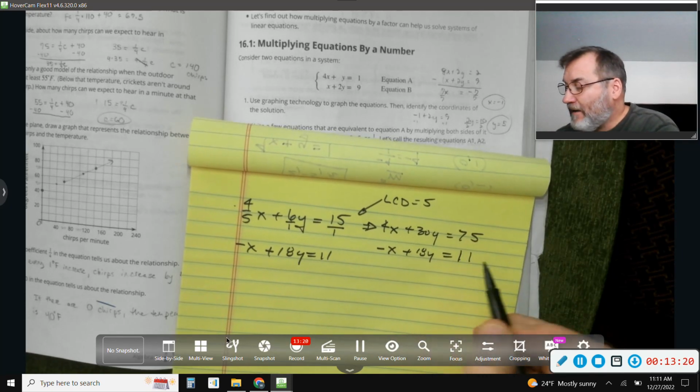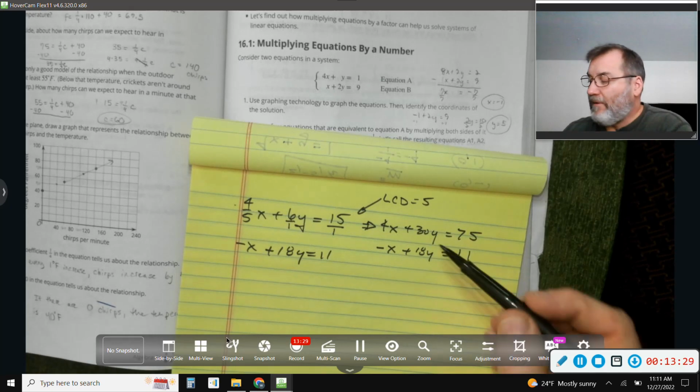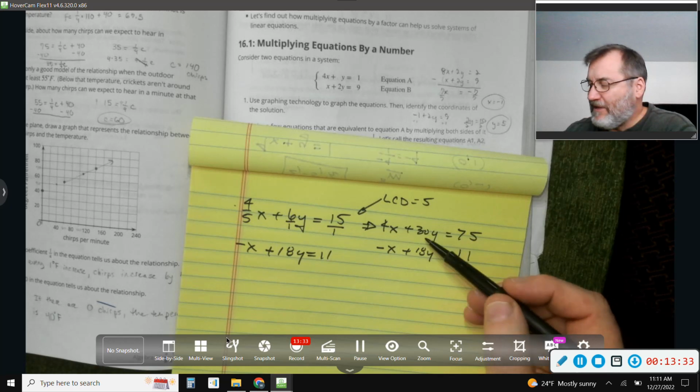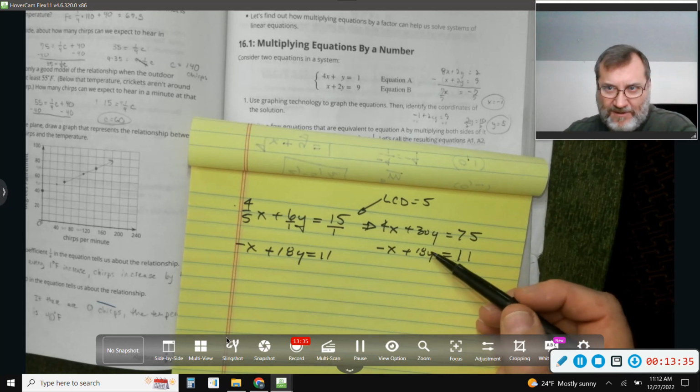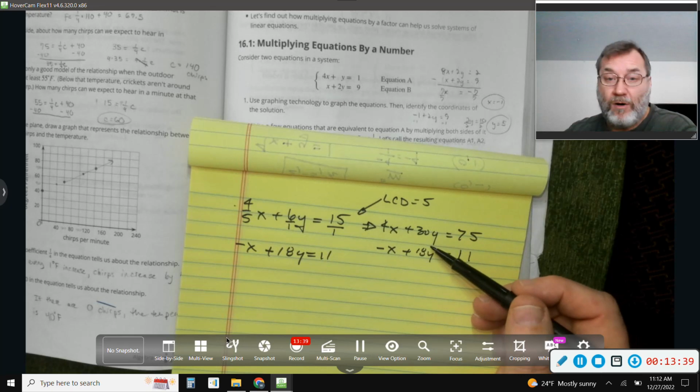All right. So now your problem here is, do you want to get rid of the x's or do we want to get rid of the y's? Well, 18 and 30 are kind of hard to get rid of because their least common multiple is like 400 and some. So yes, you could do it that way, but it's the hard way.